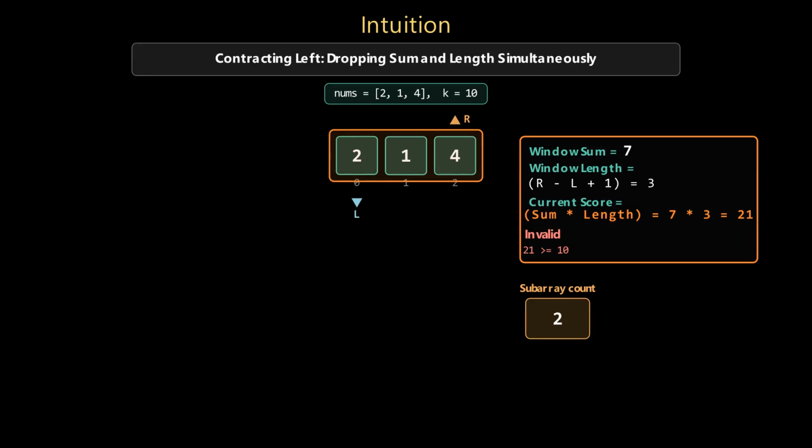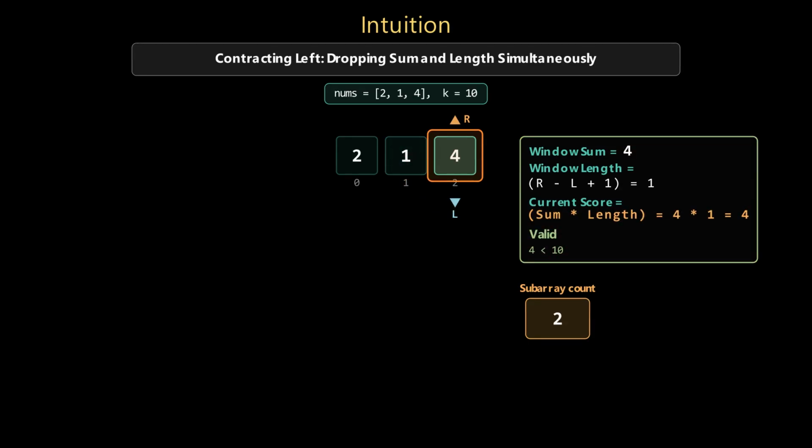To repair the breach, our left pointer must contract the window. As the left pointer moves forward, it subtracts elements from our running sum while shrinking our length at the exact same time. This double reduction rapidly drops our score. We slide the left pointer forward until our score falls back under 10, stabilizing our window down to a single element, the 4.